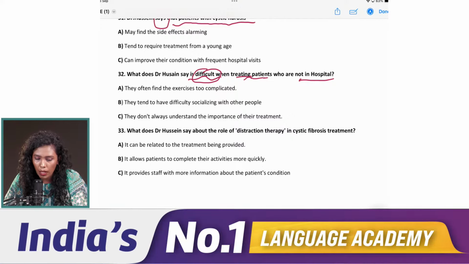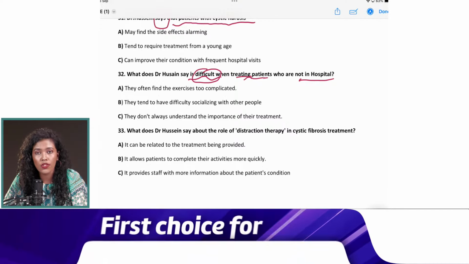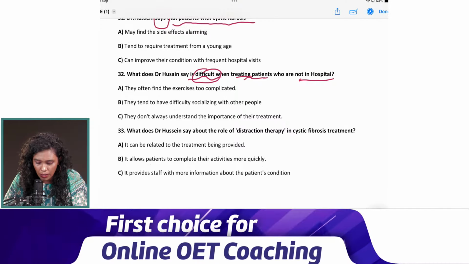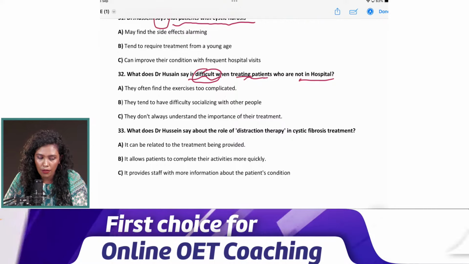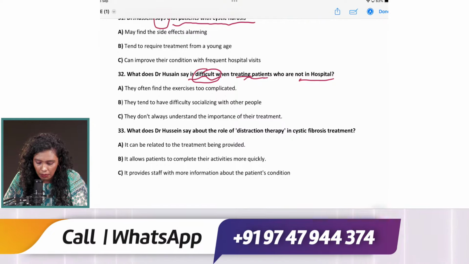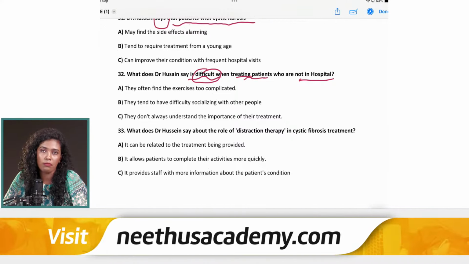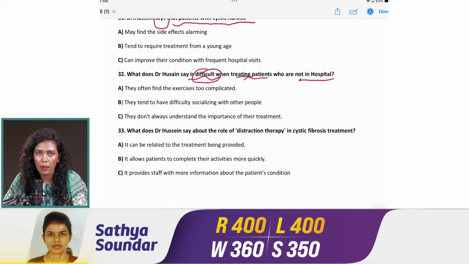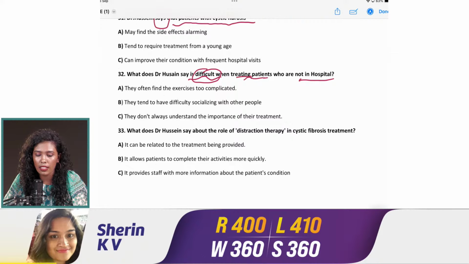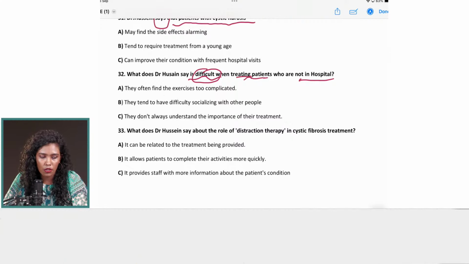You can try to pay attention to any challenges or difficulties that will be mentioned when treating outpatients. So you have to closely observe that. Maybe they can be mentioned regarding reasons or examples that Dr. Hussain gives. Maybe Dr. Hussain might take a particular patient as an example, for example the patient named Sarah, she was treating the patient named Sarah and she was finding it difficult. So you can expect such answers.